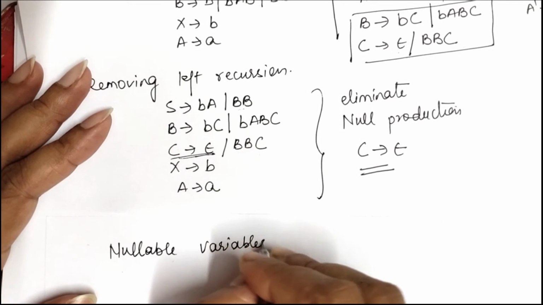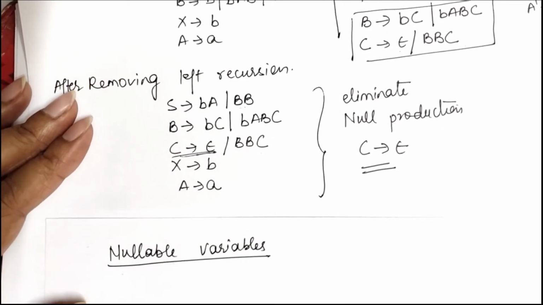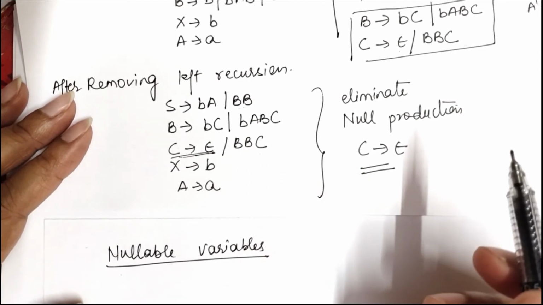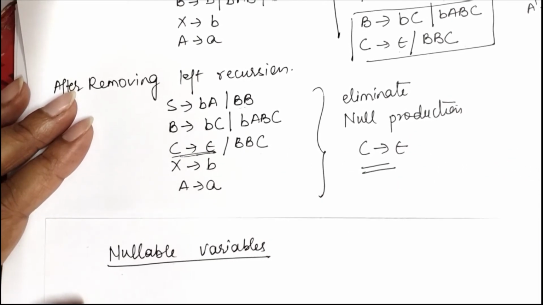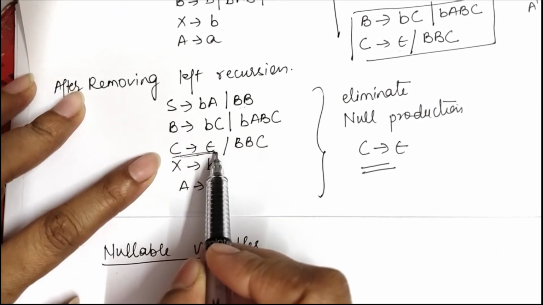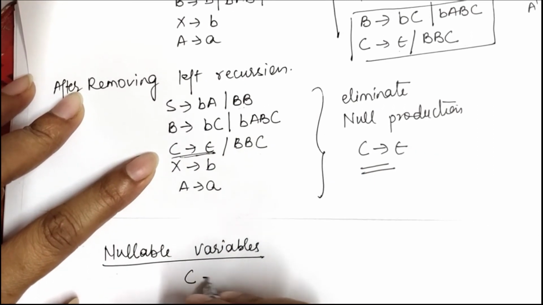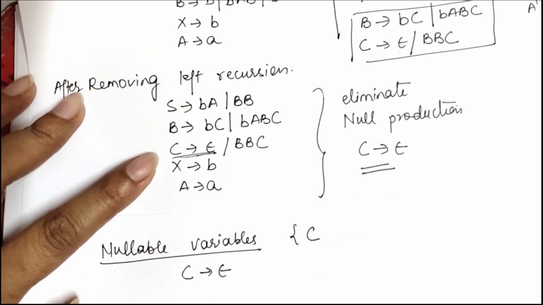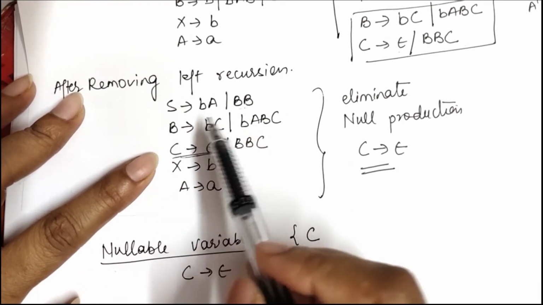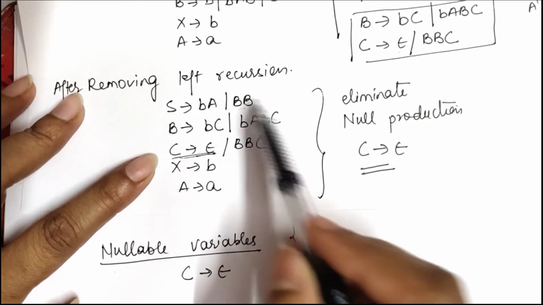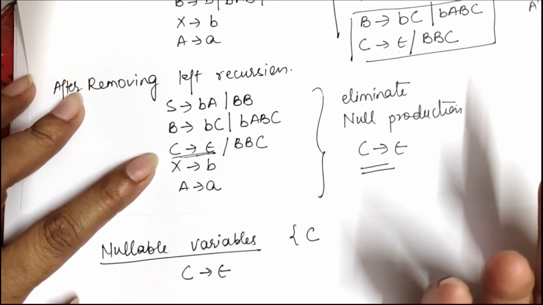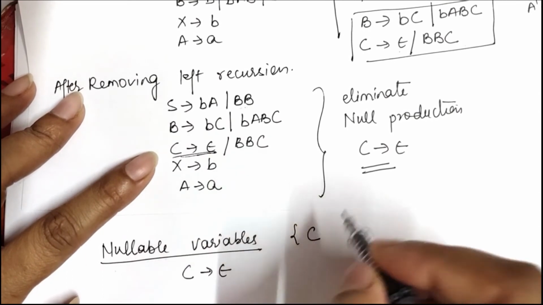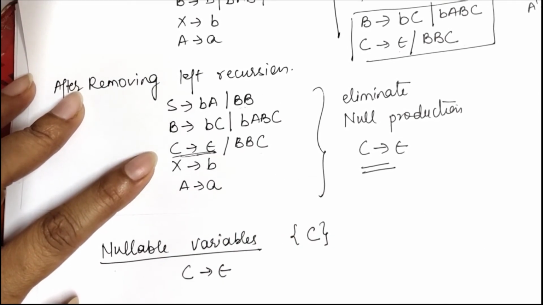We already discussed this topic in detail in my previous video. Nullable variables are those variables which directly or indirectly generate the epsilon production. So C derive epsilon, this C directly generates epsilon. So the first nullable variable is C. Then check, is there any other nullable variable which indirectly generates the null production? No. So for this particular grammar we find that the nullable variable is C.